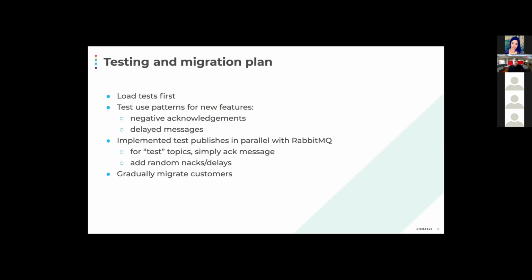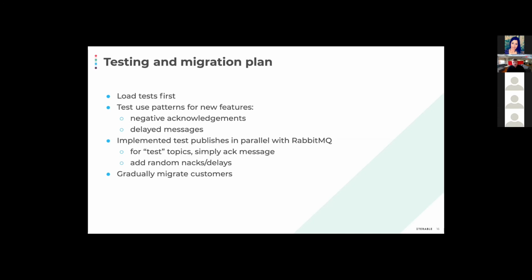So I want to talk a little bit about our migration plan. Before we migrated Sense to Pulsar, we wanted to have a robust testing regime to build our confidence in Pulsar as a service. This was really important because we wanted to use some newer features like negative acknowledgements and delayed messages, which hadn't had the chance to be tested extensively in the real world yet.